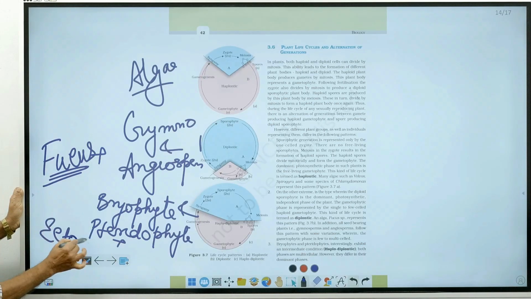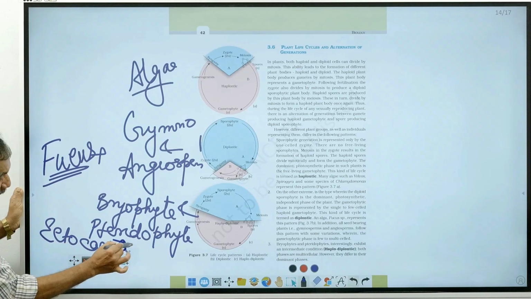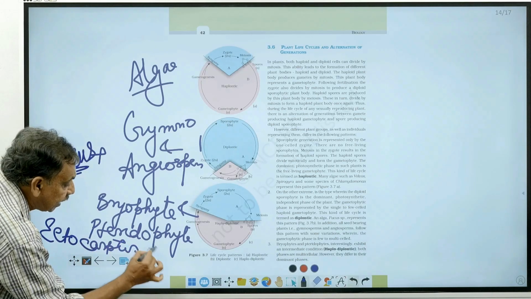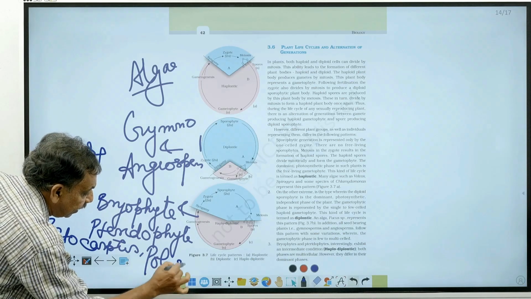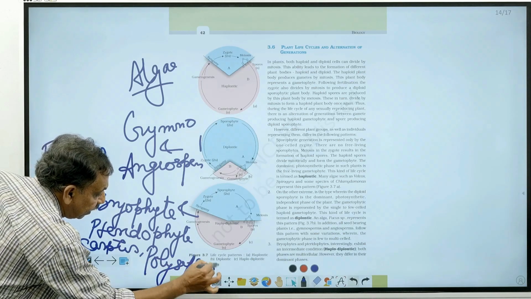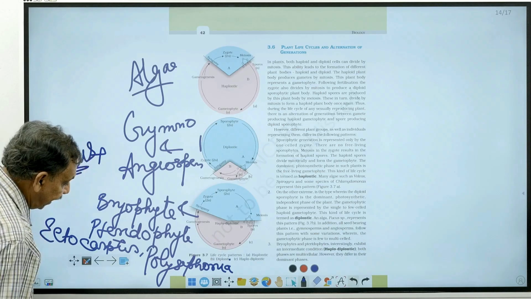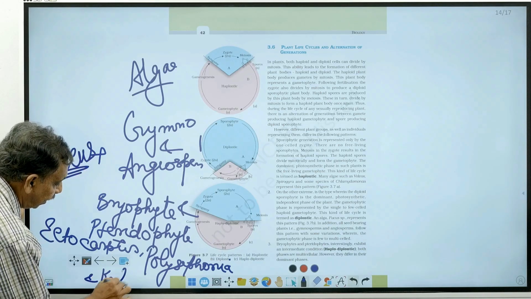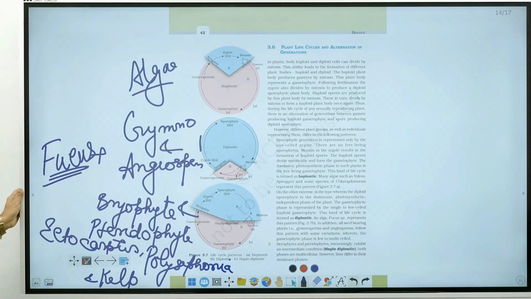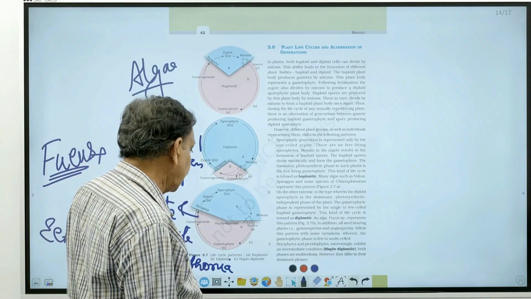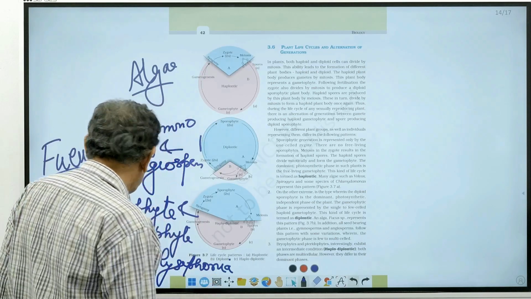Ectocarpus, a brown alga, Polysiphonia, a red alga, and kelps come under the haplodiplontic life cycle. This brings us to the end of our chapter, Plant Kingdom.